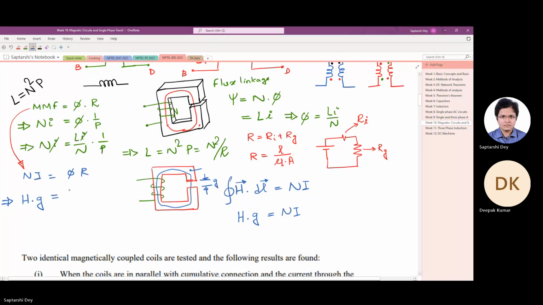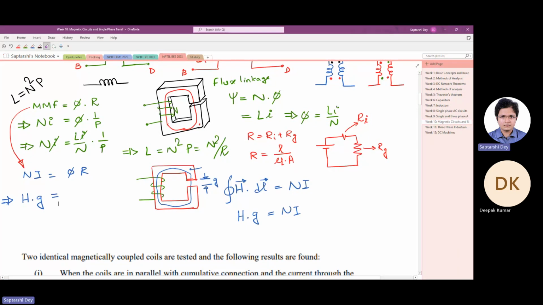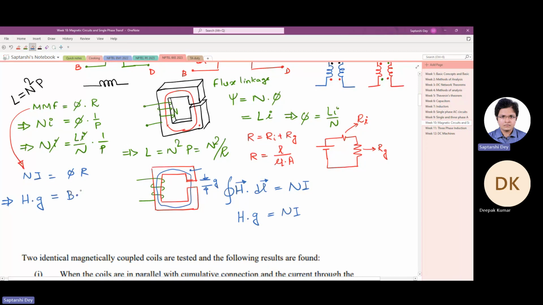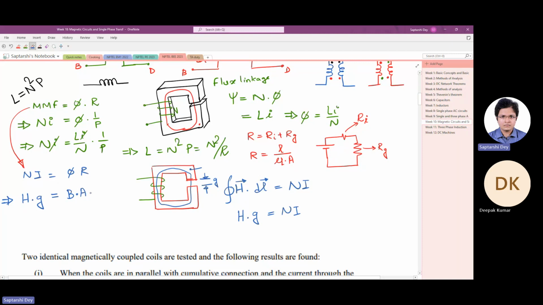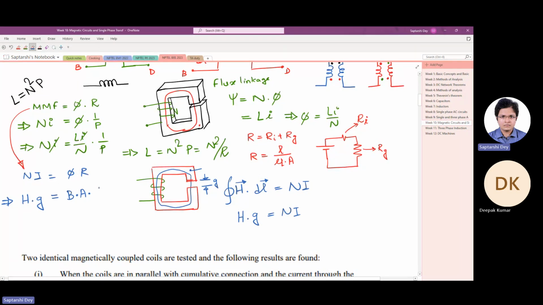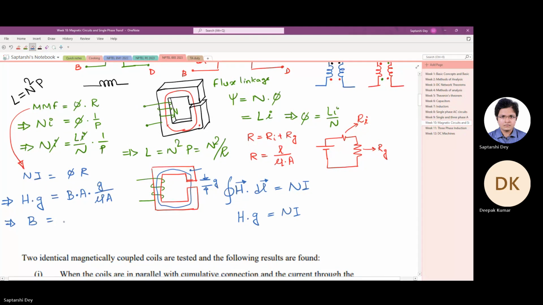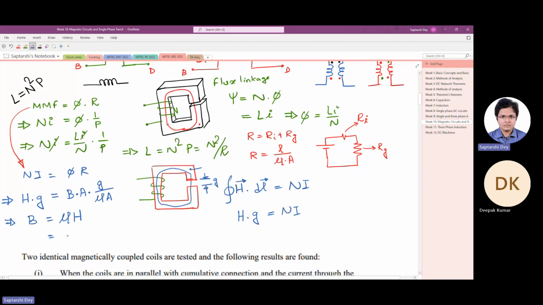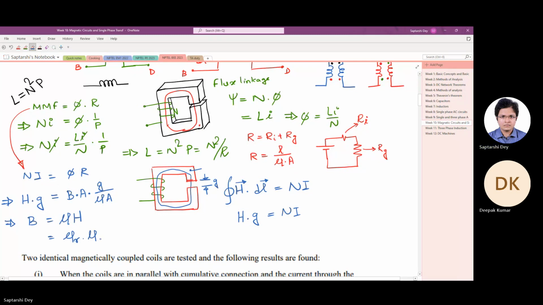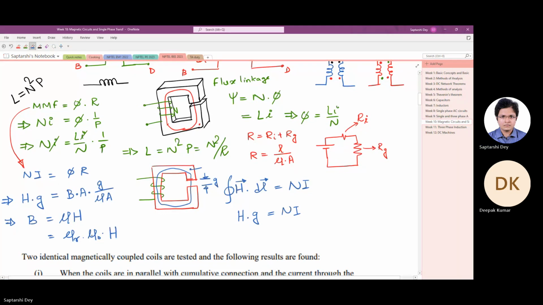Phi is flux, which is flux density B times area of the magnetic circuit, and reluctance is L by mu A. Since this reluctance is offered by the air gap, it is G by mu A. So basically from here, what we have is B equals mu H, or mu R mu naught H.